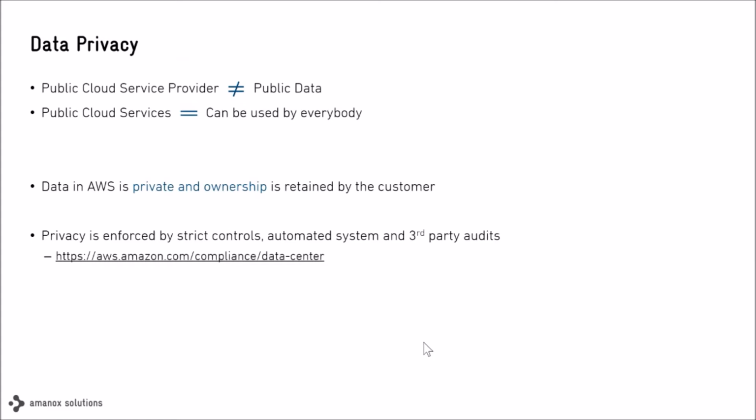Also, you might wonder where the next data center in Switzerland will be located. Well, officially, we don't have the information of the data center locations. And this is for security reasons.